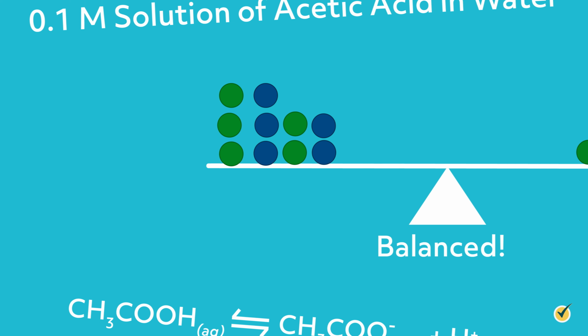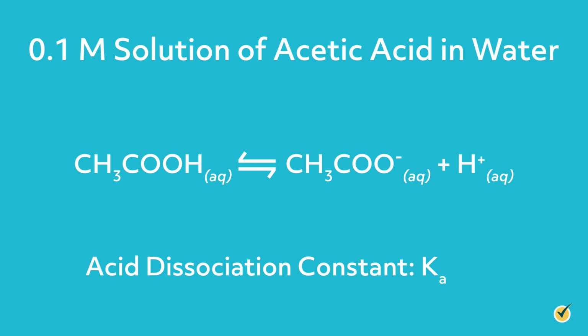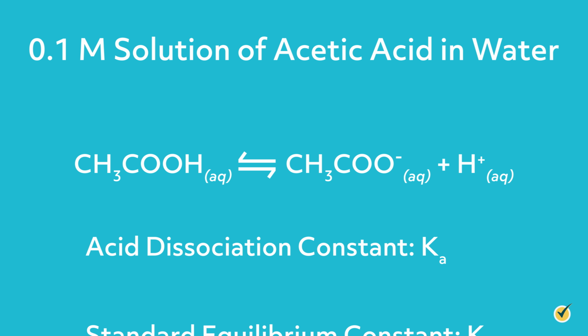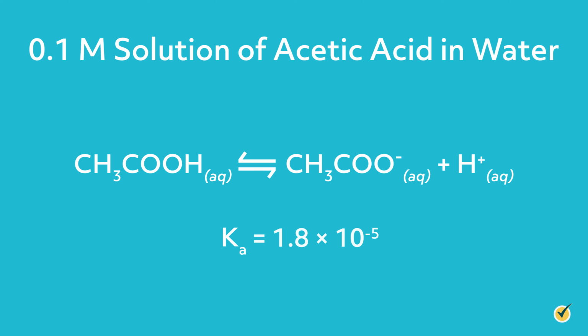Say we have a 0.1 molar solution of acetic acid, a weak acid, in water. Remember, a weak acid only partially dissociates in a solution, and that equilibrium is described by the acid dissociation constant, Ka, a special form of the standard equilibrium constant, K_eq. Ka equals 1.8 times 10 to the negative 5 for acetic acid. So we can start by calculating how much acid would initially dissociate in a 0.1 molar solution. In other words, we can calculate the equilibrium concentrations.